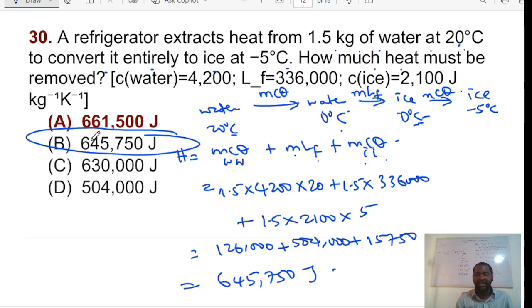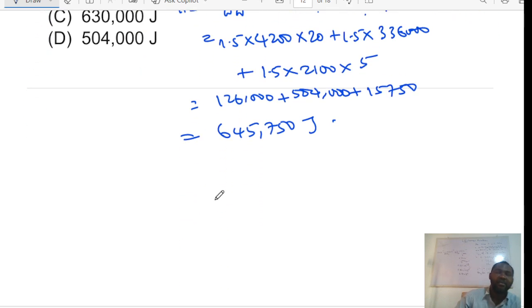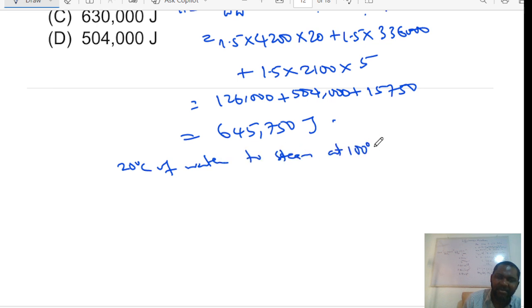So I believe that this is helpful. Now, I want to say this, that in an exam scenario, especially if it's an objective case, you're not going to see something like this. You could see how do you convert 20 degrees Celsius of water to steam at 100 degrees Celsius. It's going to be as simple as this.